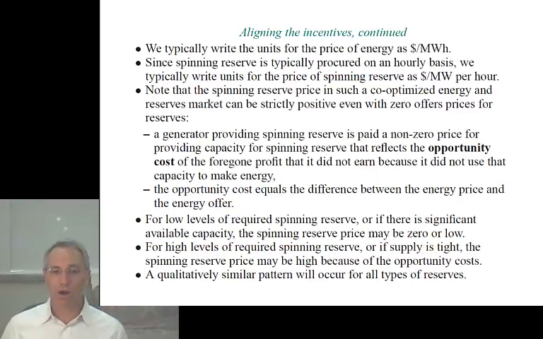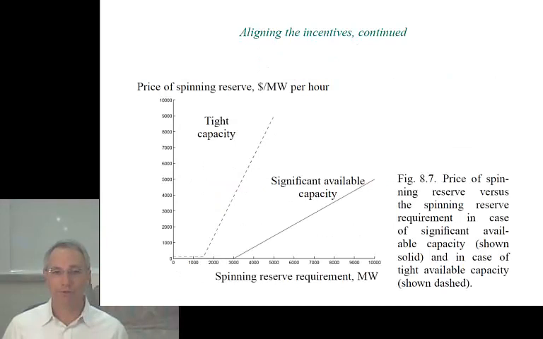For low levels of required spinning reserve, or if there is a lot of available capacity, the spinning reserve price may end up being 0 or low. That occurred for demand equal 300 megawatts. For high levels of required spinning reserve, or if the supply is tight, the spinning reserve price may be high because of the opportunity costs. And so a similar case will apply for all types of reserves.